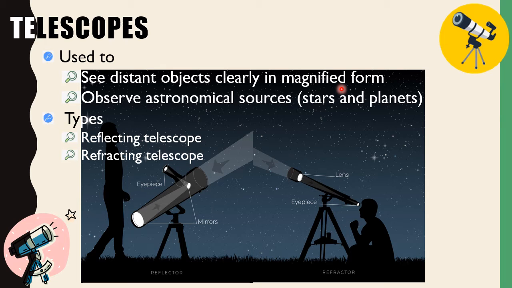Telescopes are used to observe astronomical sources like the stars and the planets, and hence the telescopes are also called astronomical telescopes. These are of two types. The reflecting telescope, which uses mirror and lenses. Refracting telescope consists of only lenses. In both of these, the image formed by the objective acts as object for the eyepiece, which forms the final image.